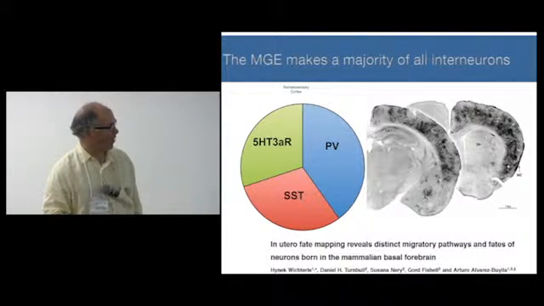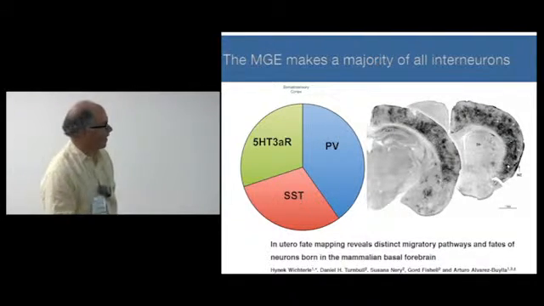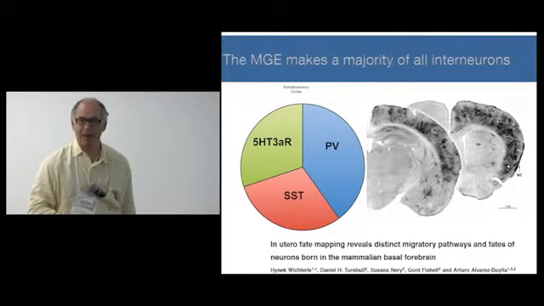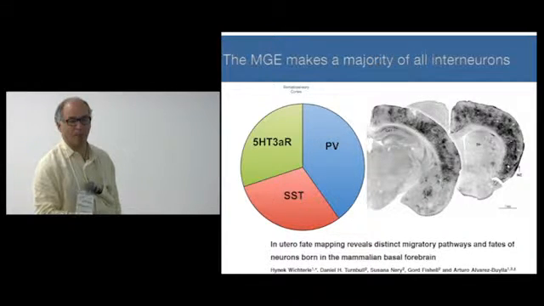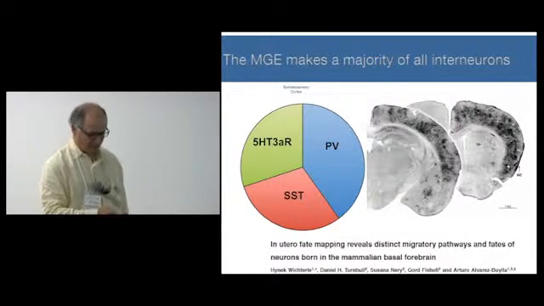So what we found as we moved along was that interneurons, although there are many different types, can be divided into 3 basic groups. Those that come from the MGE, which are parvalbumin and somatostatin, and those that come from the CGE, which uniformly express this ionotropic serotonin receptor, the 5-HT3AR.